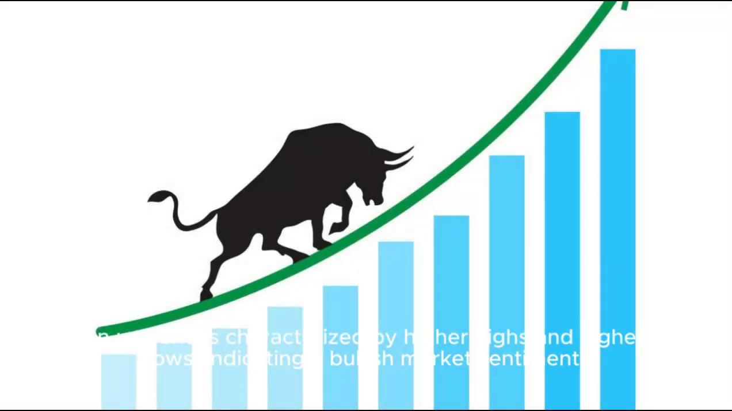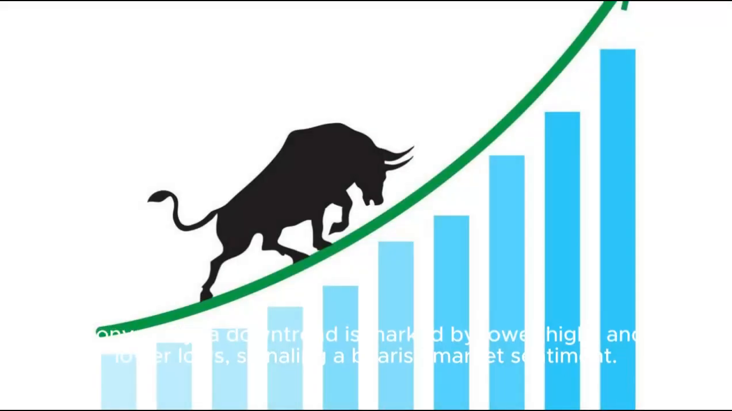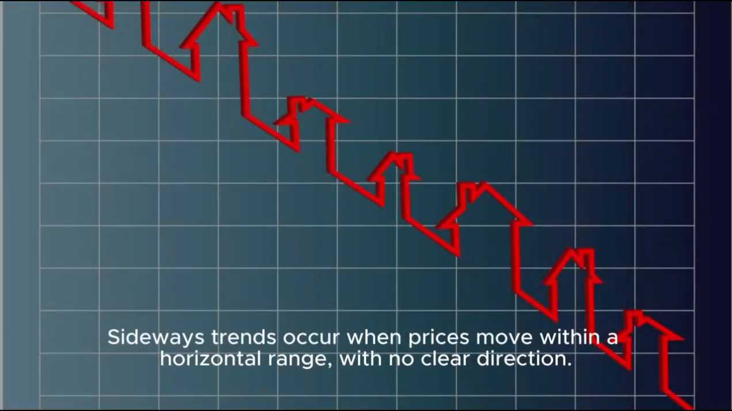An uptrend is characterized by higher highs and higher lows, indicating a bullish market sentiment. Conversely, a downtrend is marked by lower highs and lower lows, signaling a bearish market sentiment. Sideways trends occur when prices move within a horizontal range, with no clear direction.